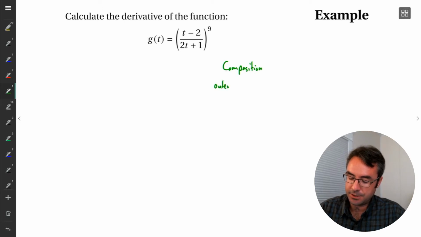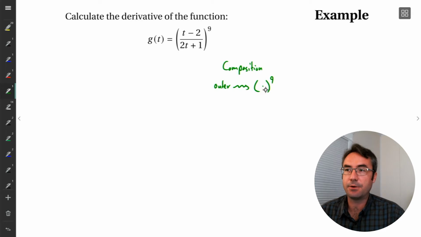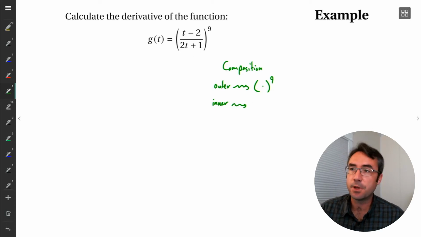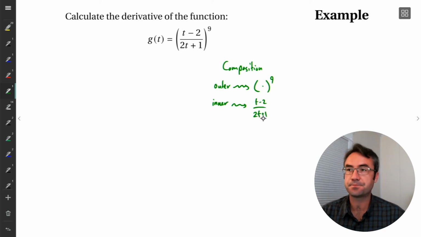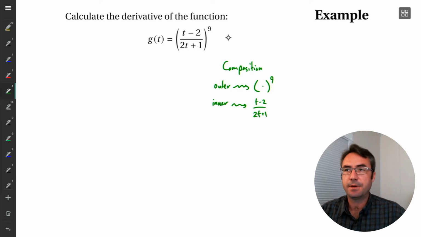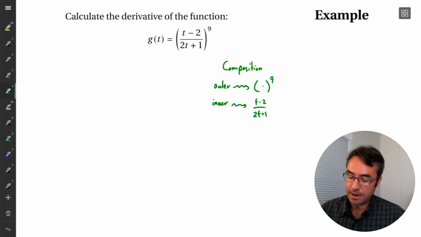So our outer function is this power function. We have this whole thing raised to the power 9. So our outer function is that raised to the power 9 function. And then our inner function is what's inside the parentheses. So our inner function here is that t minus 2 over 2t plus 1. All right, so we've identified that we have this composition. We've identified our outer and our inner function. Whenever we have a composition, that means we need to use the chain rule.